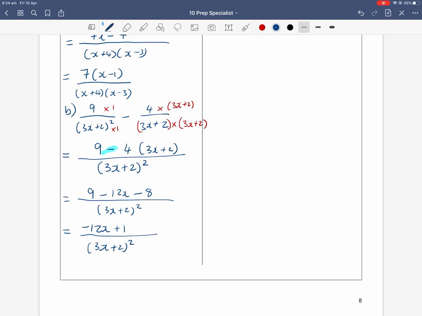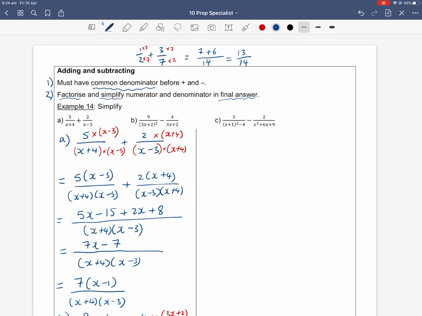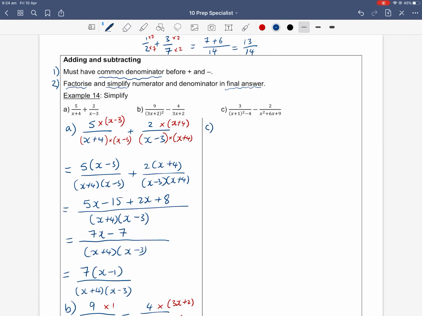Check, can you factorize anything in the top? No. Can you factorize anything on the bottom? No. Do we have products of factors so we can cancel top and bottom? No. So that's it, we're done for B. And finally, let's look at C.